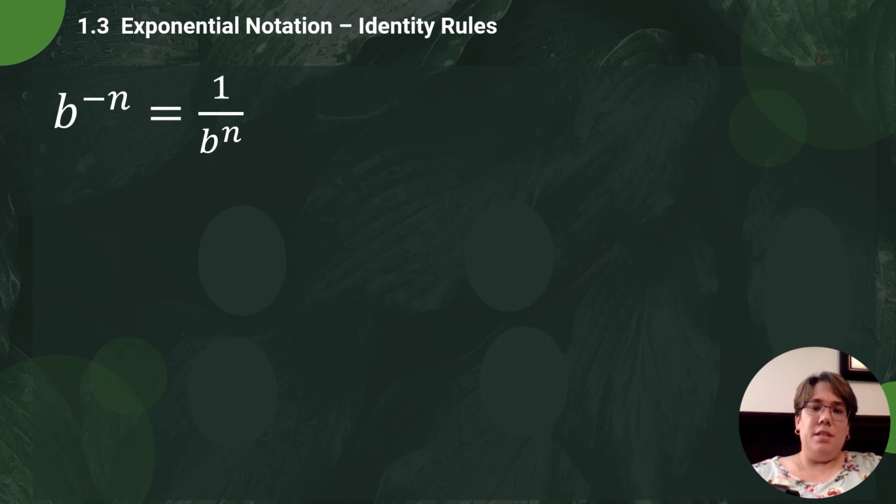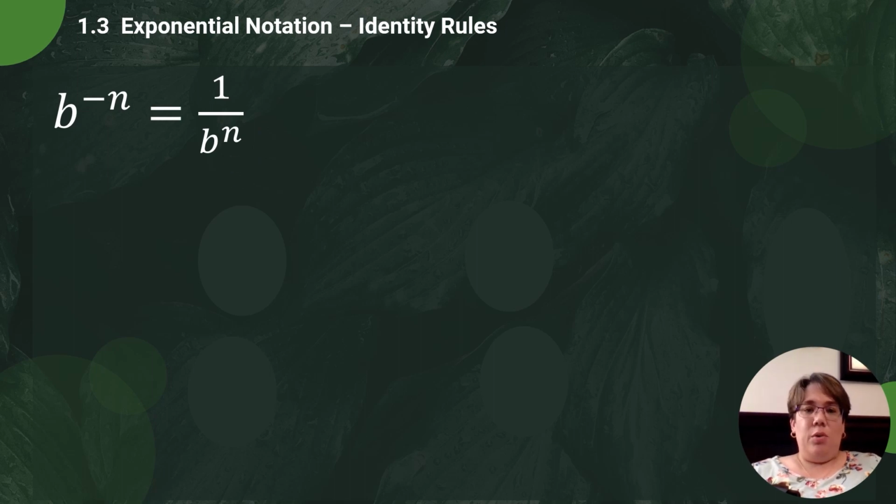The next identity rule has to deal with negative exponents. Here you can see this rule. Imagine that everything is understood to be over 1, like a fraction over 1. What we can do is take the reciprocal of this, and when you take the reciprocal, it becomes a positive exponent. Taking the reciprocal of this becomes what you see right here, 1 over b to the n.